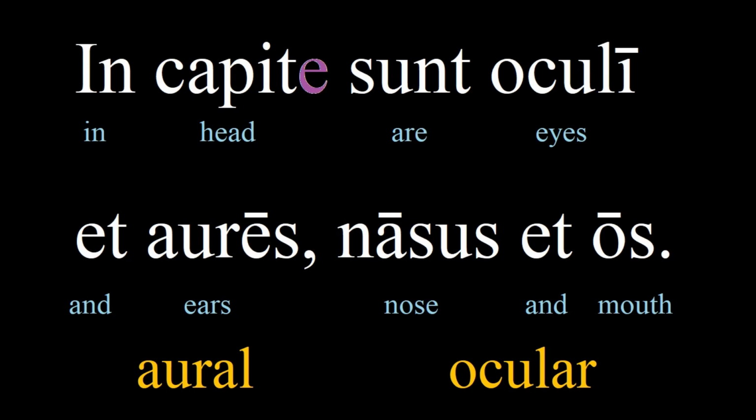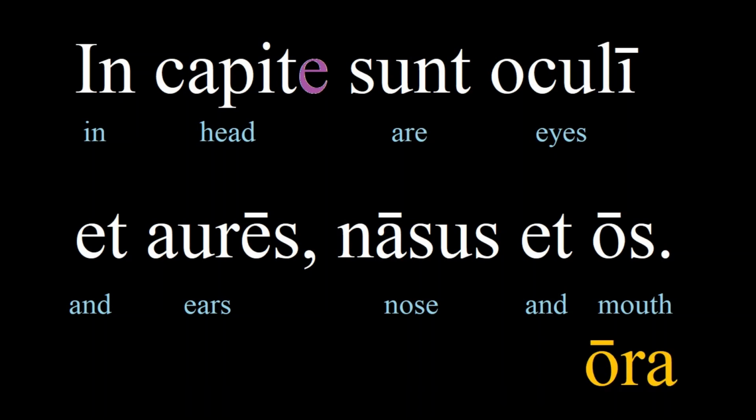Nāsus should be a gimme. This is the organ that leads to our nasal passage, or nose. Os is easier to understand in its plural form, ora. Now it's clear that this means mouth. Maybe you can remember the singular form by thinking an oyster is just one big os.